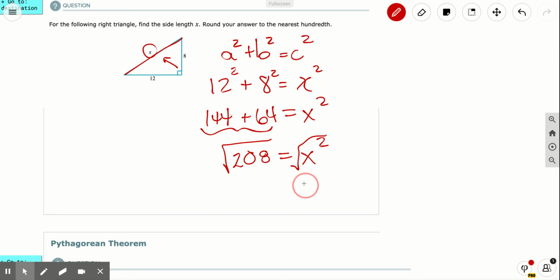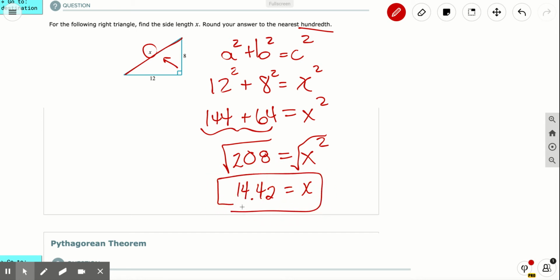14.422222 is actually what it said. So we want to round it to the nearest hundredth. Hundredth is 2 decimals past. So 42222 is less than 5. So this is your answer.